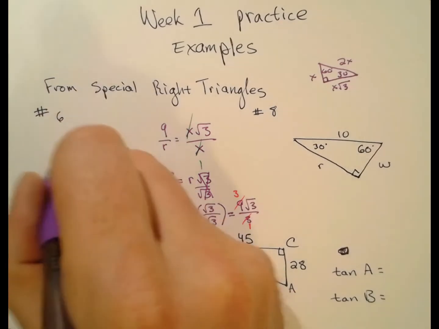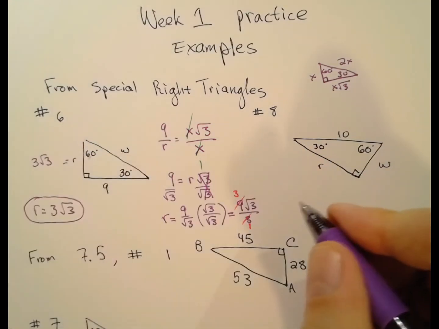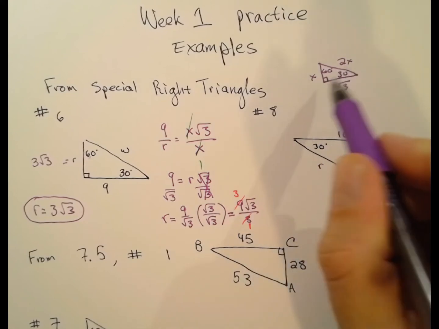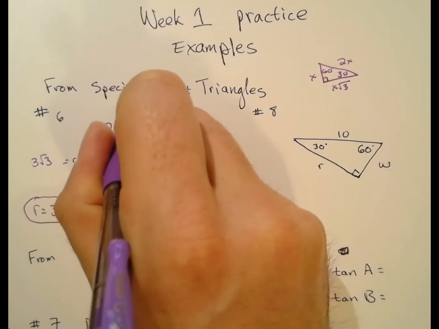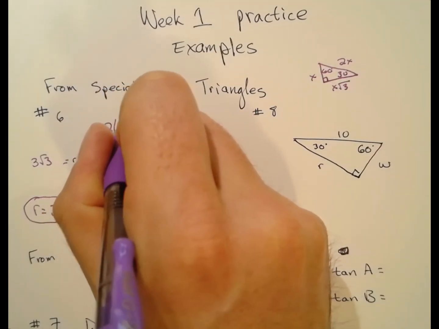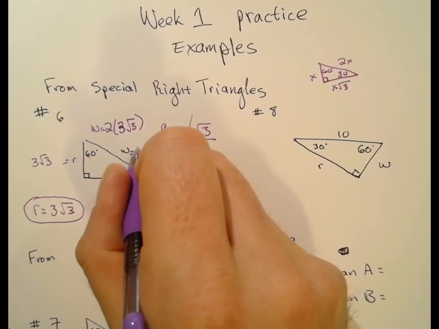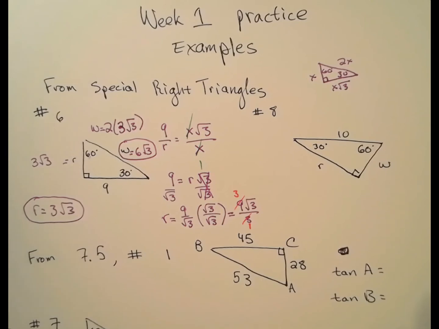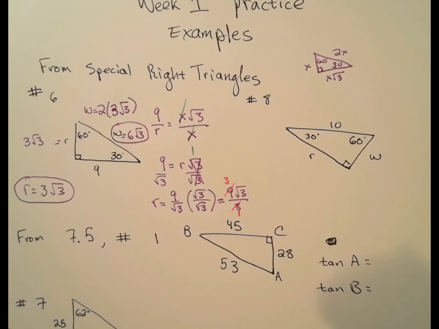Once you know the short side, you can just multiply. The theorem says the hypotenuse is 2 times the short side. We just figured out the short side, so the hypotenuse has to be 2 times that number. Oops, 2 times 3 root 3. So that's 6 root 3. Right, so those are the two answers for W and R: 3 root 3 for R, 6 root 3 for W.